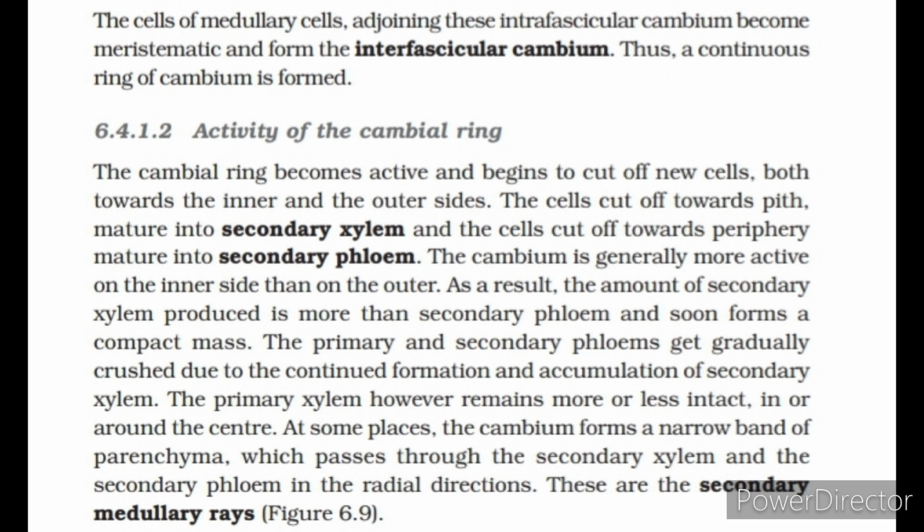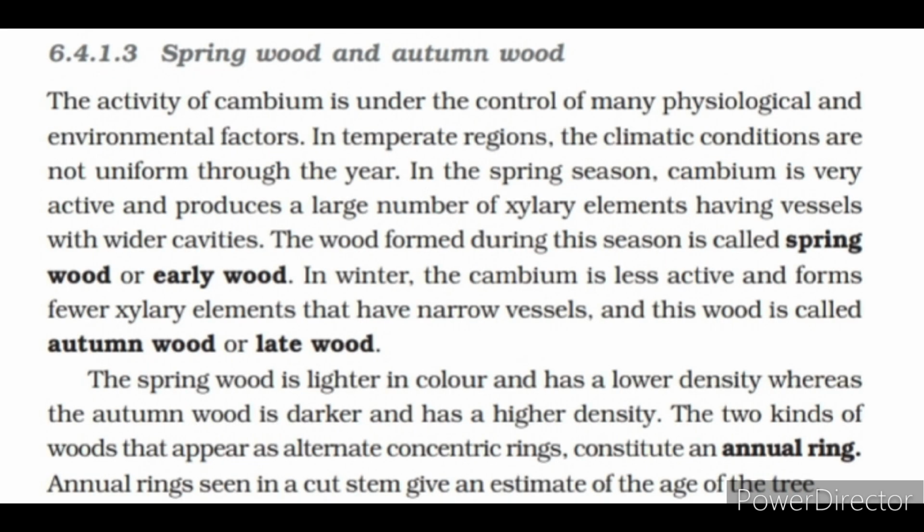As a result, the amount of secondary xylem produced is more than secondary phloem and soon forms a compact mass. The primary and secondary phloems get gradually crushed due to the continued formation and accumulation of secondary xylem. The primary xylem, however, remains more or less intact in or around the center. At some places, the cambium forms a narrow band of parenchyma, which passes through the secondary xylem and the secondary phloem in the radial directions. These are the secondary medullary rays. Spring wood and autumn wood.